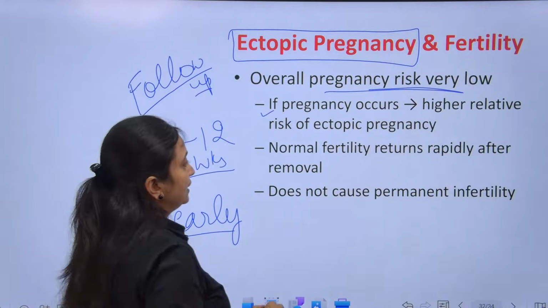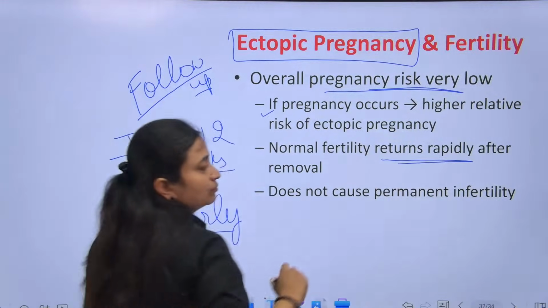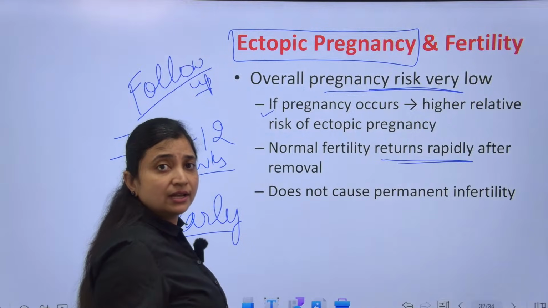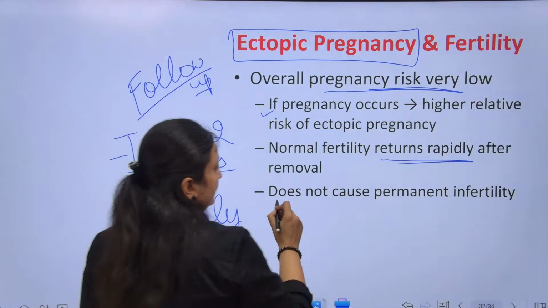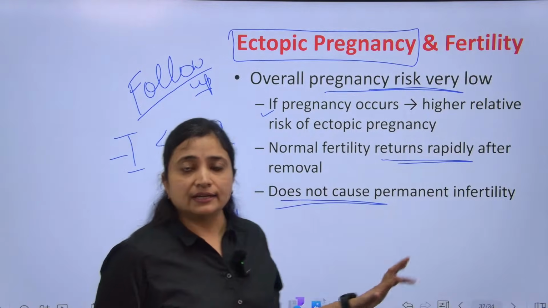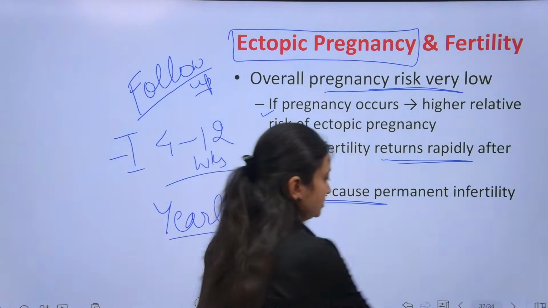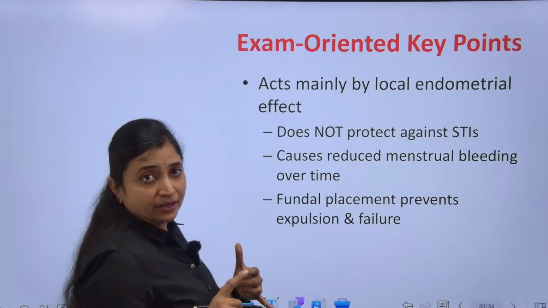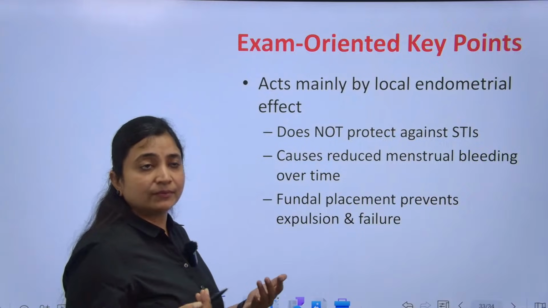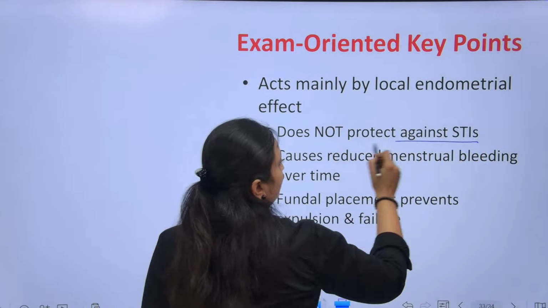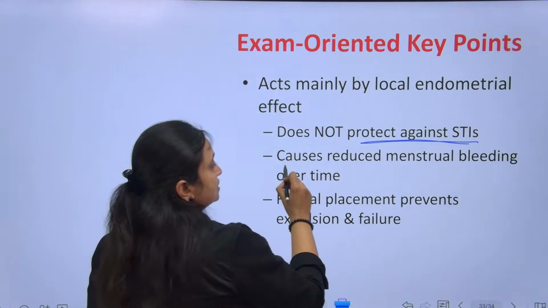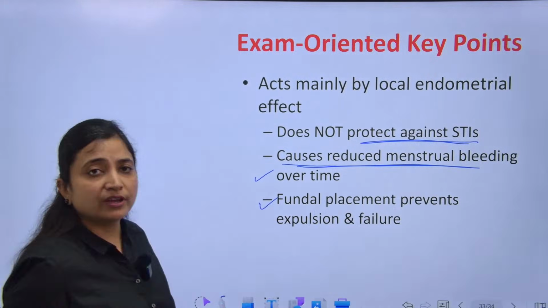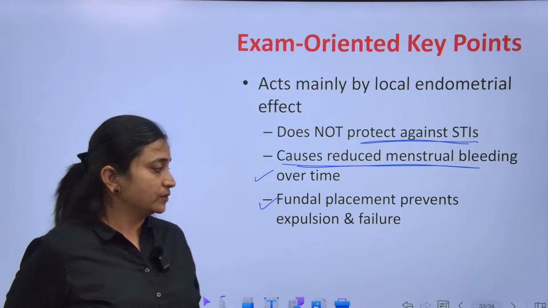What is the return of fertility? It returns rapidly after removal. If you remove it, it wears off very, very fast and the patient is ready to conceive again. And it does not cause permanent infertility. These are the most common questions asked by the patient. Now, some exam oriented key points which your Viva taker may ask: that it does not protect against the STI, it causes reduced menstrual bleeding over time, and the fundal placement is very, very important to prevent expulsion.